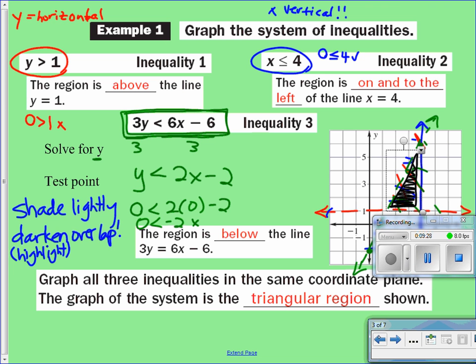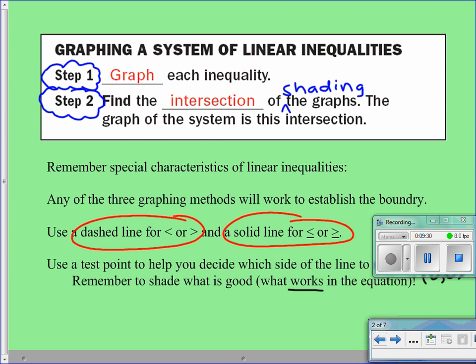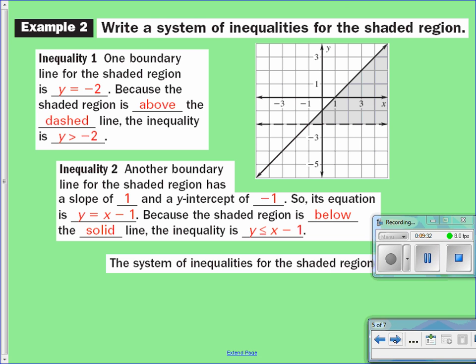Take one line at a time. One line at a time and graph it and draw the shading. One line at a time, graph it and do the shading.